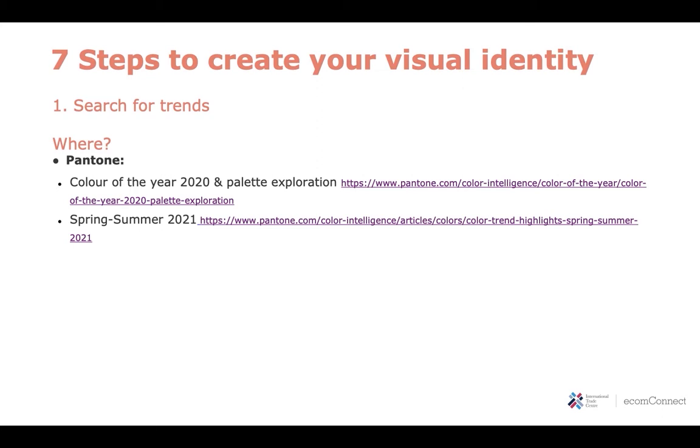How to find trends? There are many options out there on internet, to be honest, but I would recommend starting with Pantone. As you probably know, Pantone is an authority on color. Since 2000, the Pantone Color Institute has declared a particular color the color of the year. So every year they decide what is the color of the next year. Let's see in the link what's the color for 2020.